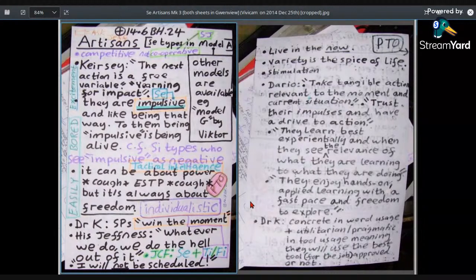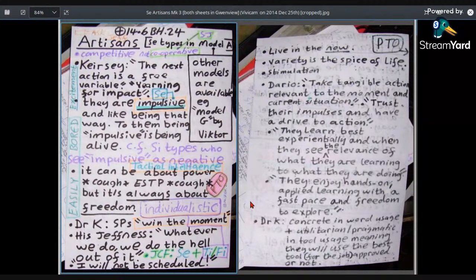Right, whatever we do, we do the hell out of it. I will not be scheduled. Although Jeff didn't say that, but I put that in quotation marks. Win the moment. They're impulsive and like being that way. To them, being impulsive is being alive. Yep. Tangible action, relevant to the moment and current situation. That's what I mean about SE. Specific context. So there's the SE stuff.